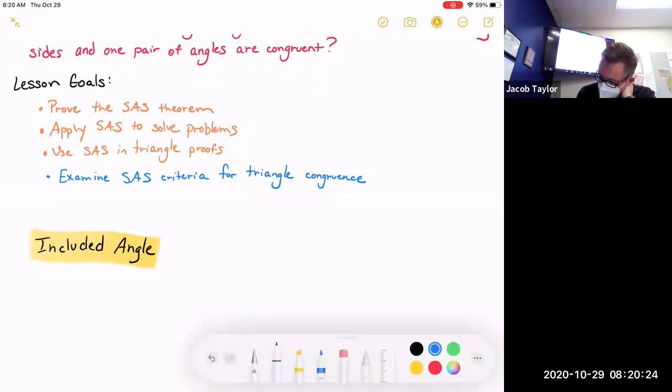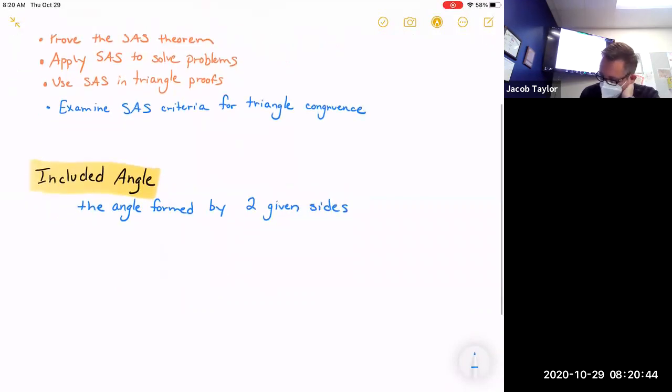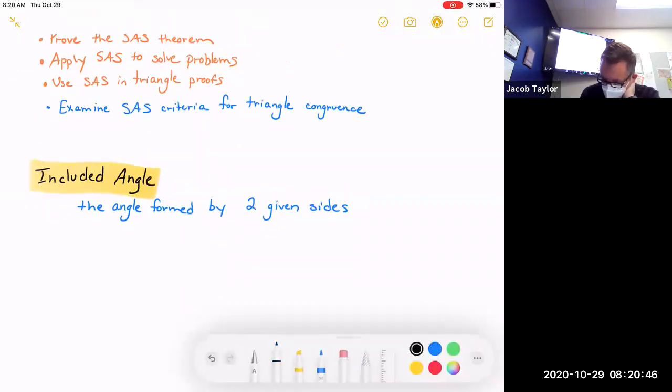And the definition, very quickly, is the angle formed by 2 given sides. That is an included angle. And I'm going to give you a couple of examples here.